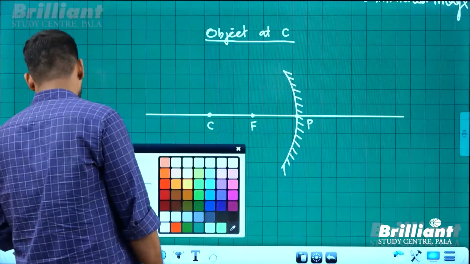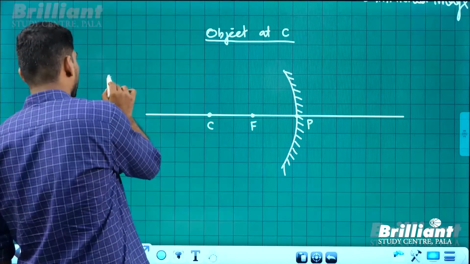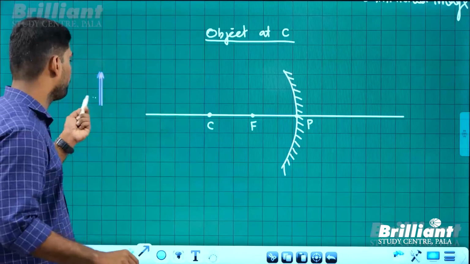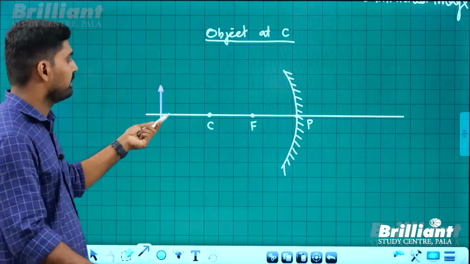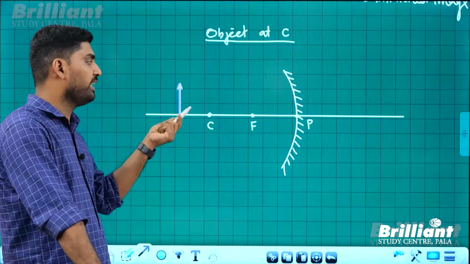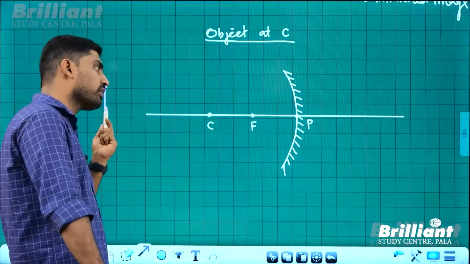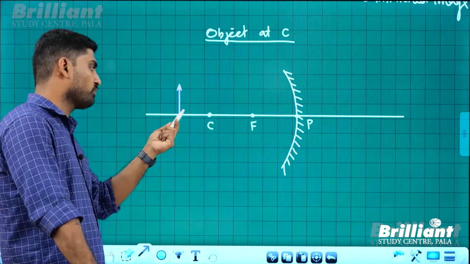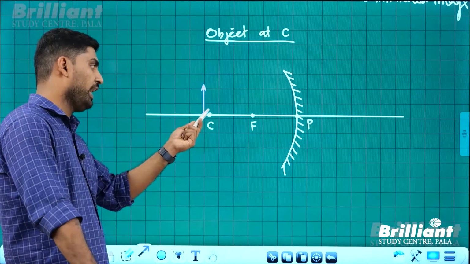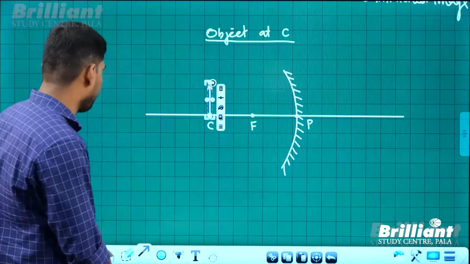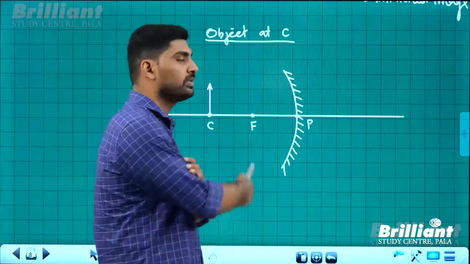Initially the object was placed at an infinitely large distance, right? After that we brought it to this position, just beyond C. After that we are moving this object close to the mirror. Now it is at C. Let's see what happens when the object is placed at C.